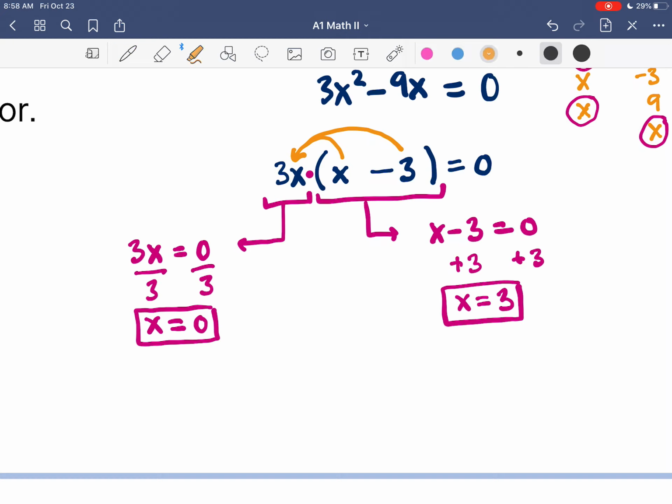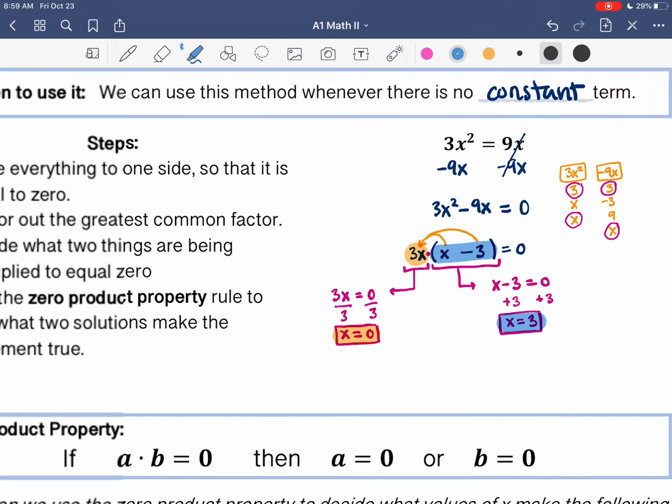That's not for everything, so just to clarify. For this part of the product, our solution was x equals 0, which makes that statement true. For this part of the product, x equals 3 makes that statement true. So we have two solutions, 0 and 3, for this quadratic. Sorry if that was a long-winded explanation.